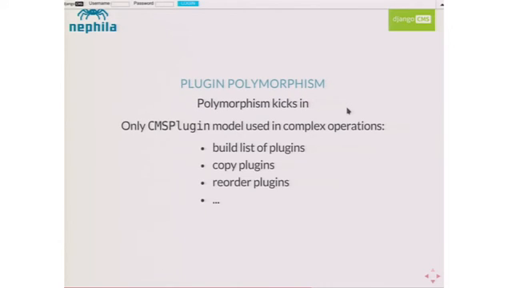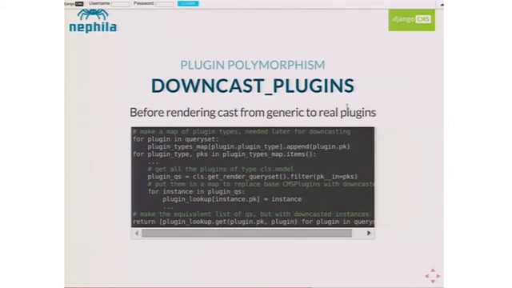And so we implemented a polymorphism. Only the base class, which is a concrete class, is used, and CMSPlugin is used during the most complex operations, like building lists of plugins, copying plugins, reordering plugins. In this way, we only hit one table, we have no joins, and we try to make things as fast as possible. And we'll see a couple of examples of how the polymorphism is handled, then we can see others later. The first function is downcast_plugin, which we encountered in the previous section about the rendering of the plugins.